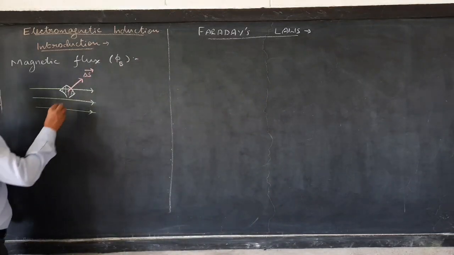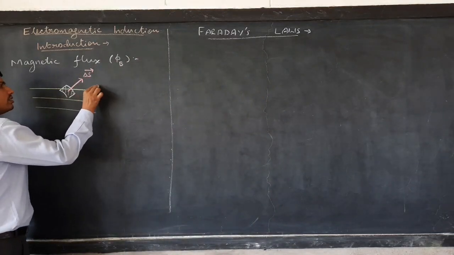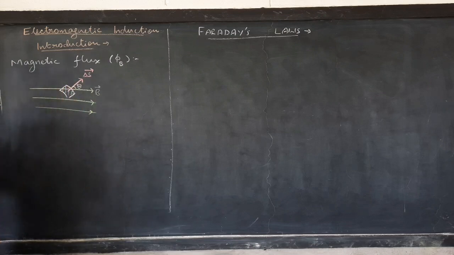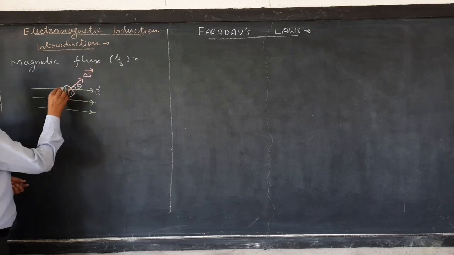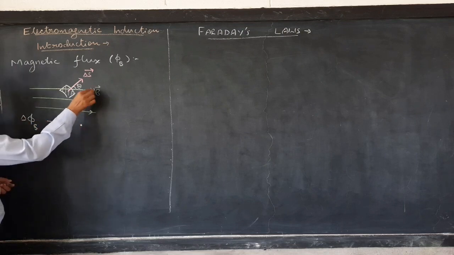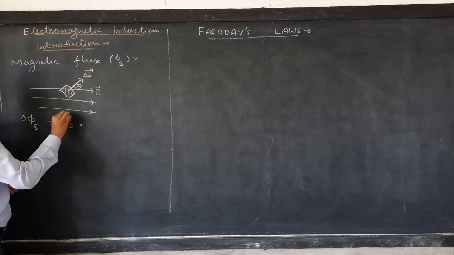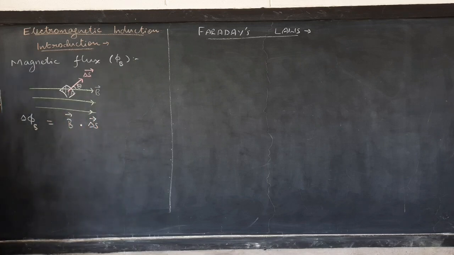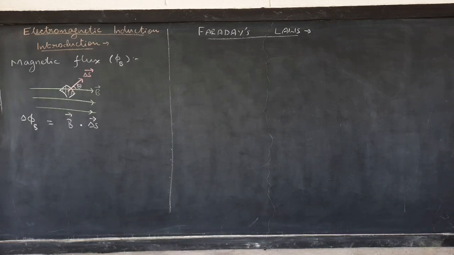This area vector, if it makes some angle, say theta, with this magnetic field, then we define the magnetic flux through this surface, phi B or delta phi B, as the dot product of these two vectors, one B vector and one delta S vector. So this is the definition for magnetic flux.